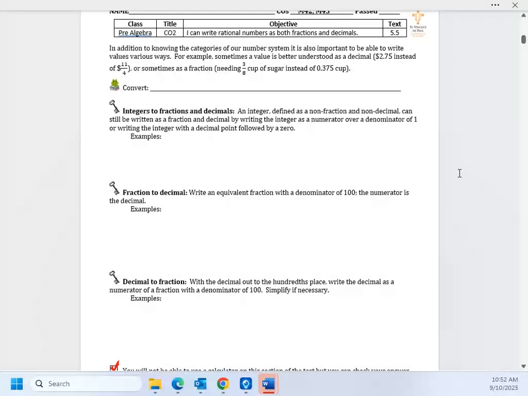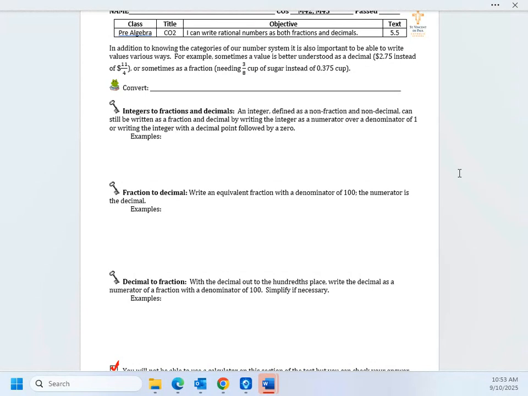Good morning. Today we are working on our next objective, CO2. I can write rational numbers as both fractions and decimals. So we talked yesterday about those categories: rational, integer, whole. Today we're working with those rational numbers being decimals and fractions and being able to go back and forth between decimal and fraction. So in addition to knowing the categories of our number system, it's also important to be able to write values various ways.